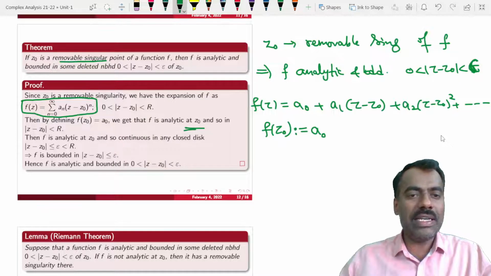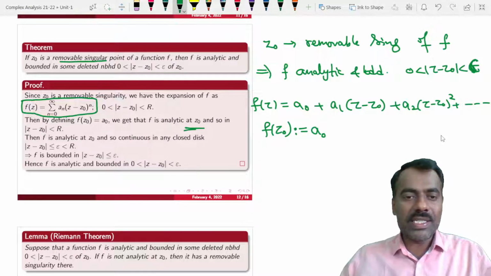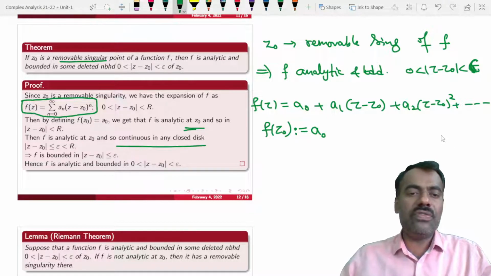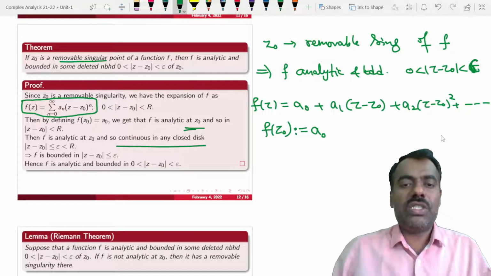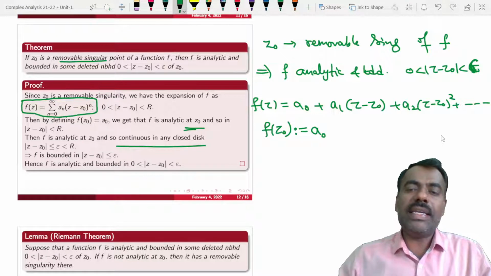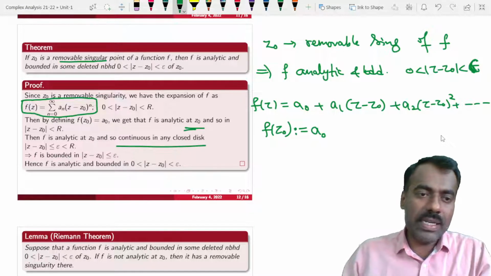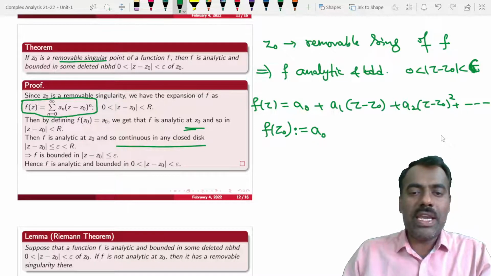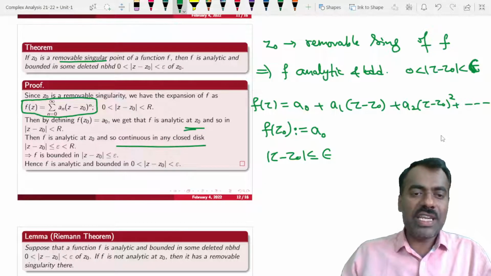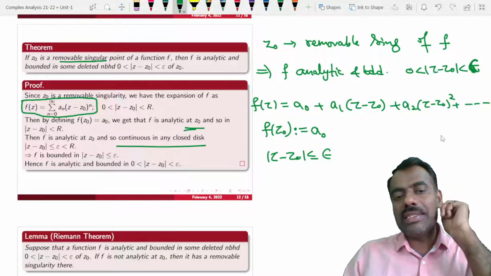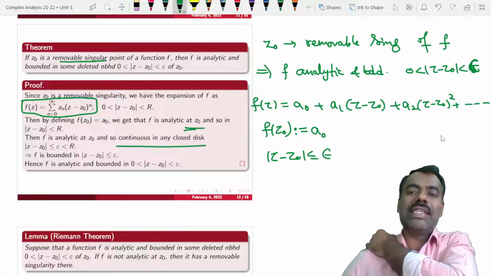Because it is analytic everywhere here already, and it is analytic at z naught, therefore it is analytic here. So in particular, it is continuous in any closed disk inside this one. But we know when something is closed, then it is bounded, which we have proved. So therefore f is bounded in mod z minus z naught less than or equal to epsilon, and hence f is analytic and bounded in 0 less than mod z minus z naught less than epsilon.